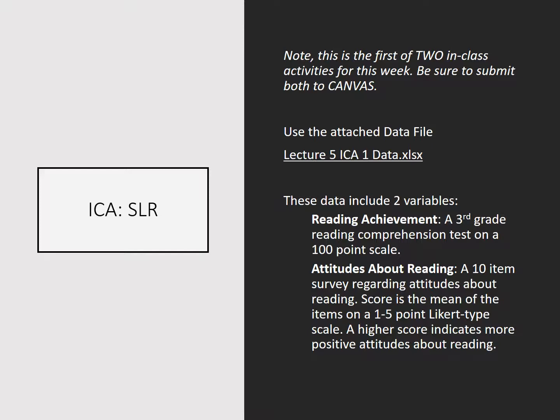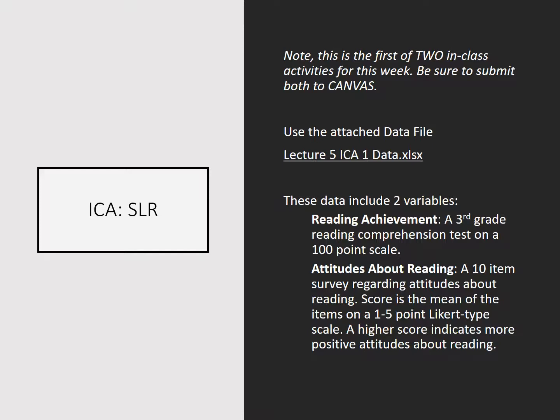So as we've done a quick little review of correlation, I'm going to ask you to do an in-class activity looking at simple linear regression. There's 2 in-class activities for today. This is the first one. If you go into the lecture files, there's a data file, an Excel file, of lecture 5. There's 2 variables in this data file. The first one is reading achievement in column B, and that's a 3rd grade reading and comprehension test on a 100-point scale. So you'll see the scores range from 0 to 100.